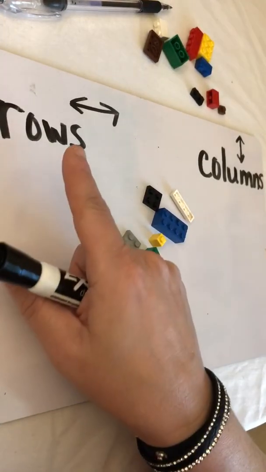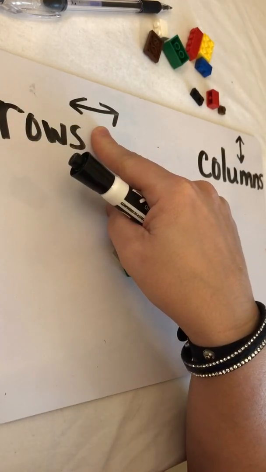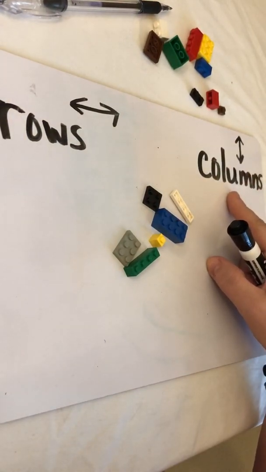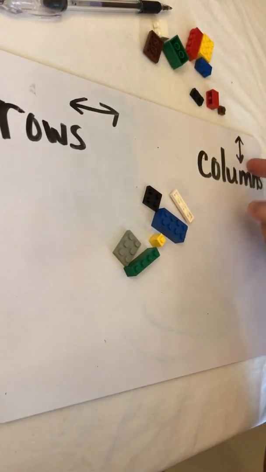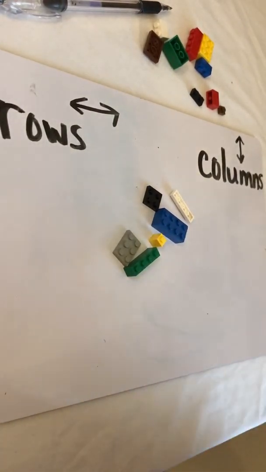Okay? And you're going to want to label one side rows with an east to west arrow, a horizontal row. And you're going to want to label one side columns with that north to south arrow, because columns are vertical. So pause the video and then come back when you are ready.